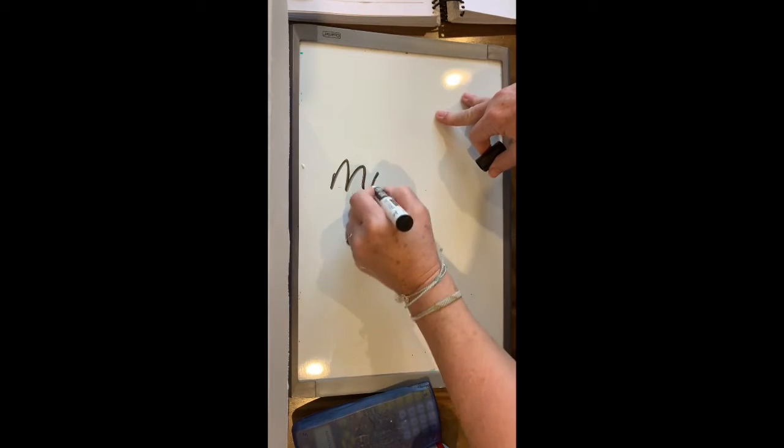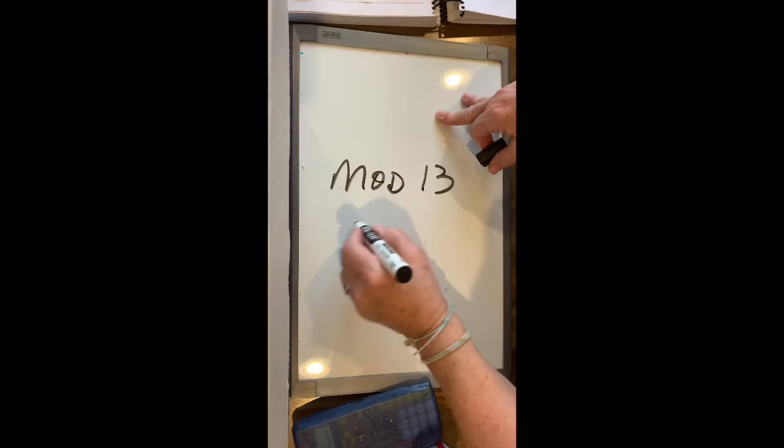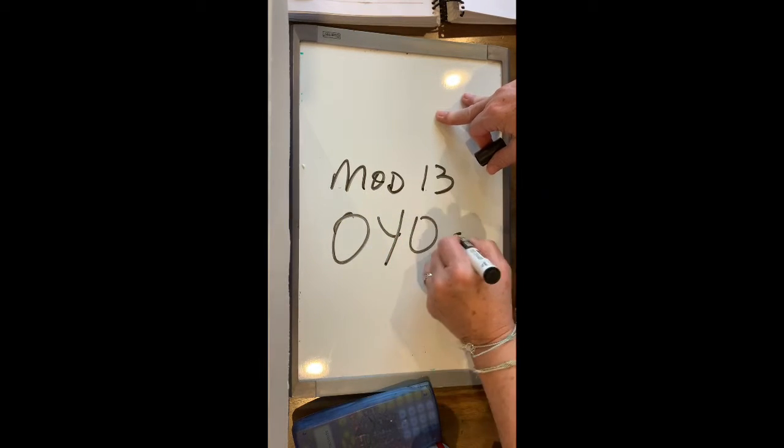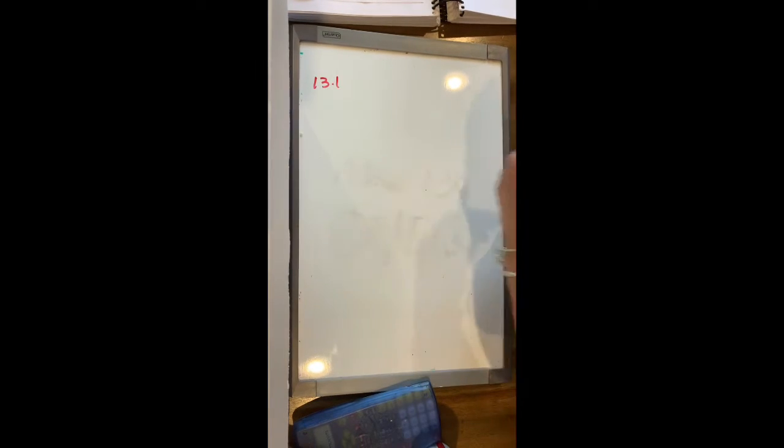All right, everybody, we're going to do Module 13, OYOs. So 13.1, and we're supposed to balance equations and then include the energy.